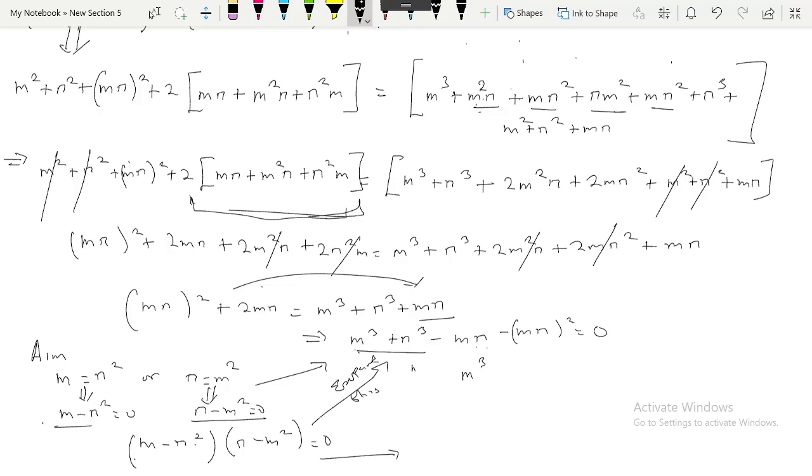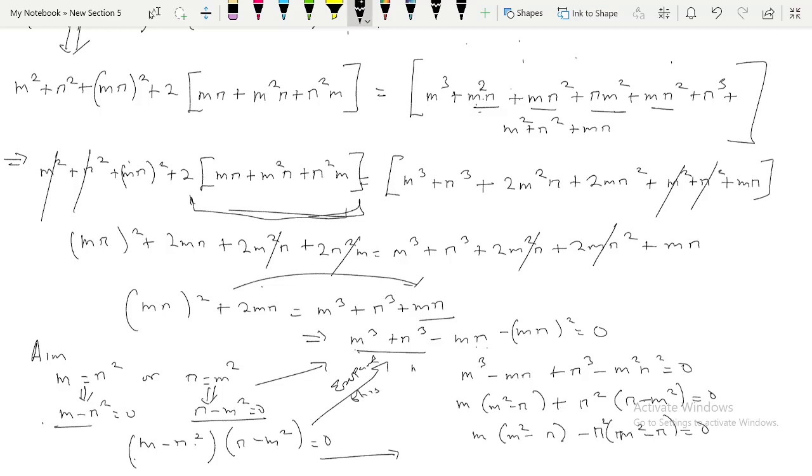So m cube minus mn plus n cube minus m square n square equals 0, right? If I bring out m, I have m square minus n. If I bring out n square, I have n minus m square, right? So this m square minus n I can bring a minus 1 here. So this becomes minus 1 into minus 1. This is minus n squared into m squared minus n. When I bring out minus 1, the order has to change. So this is m squared minus n and m minus n squared. These two are the same thing.